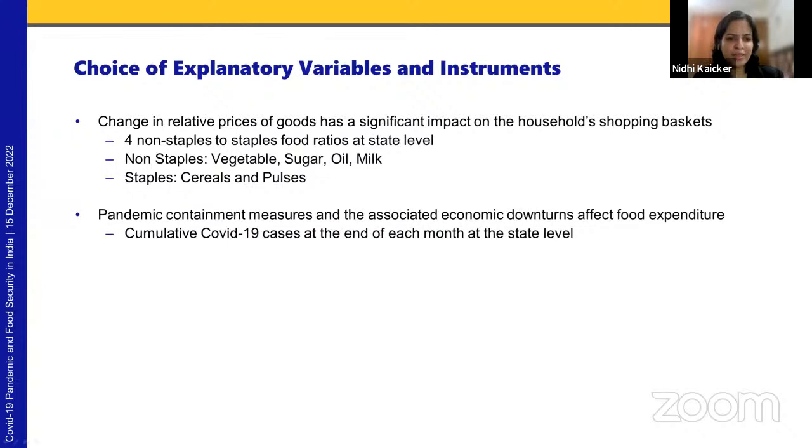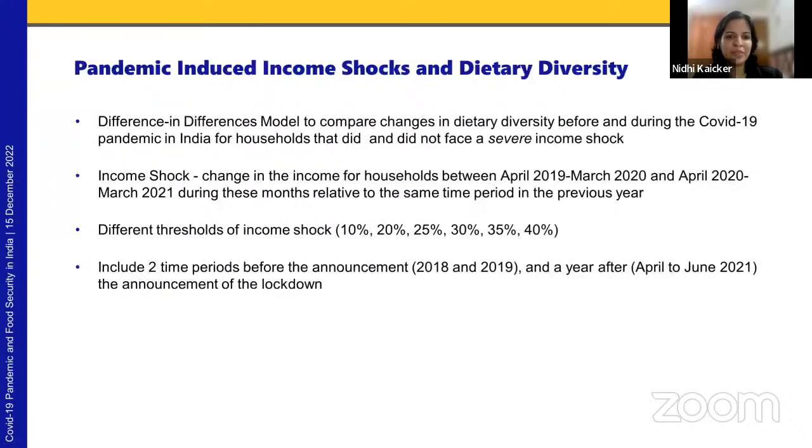In addition, we are using relative food price ratios, which have been described. How we compute these has been described by Aashi. And we also use a proxy for pandemic containment measures in our specification, so that we can see the impact of a pandemic mediated variable on food security outcomes. So we use the cumulative COVID-19 cases at the end of each month at the state level.